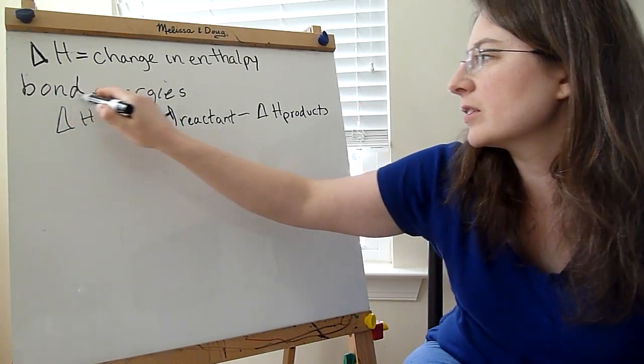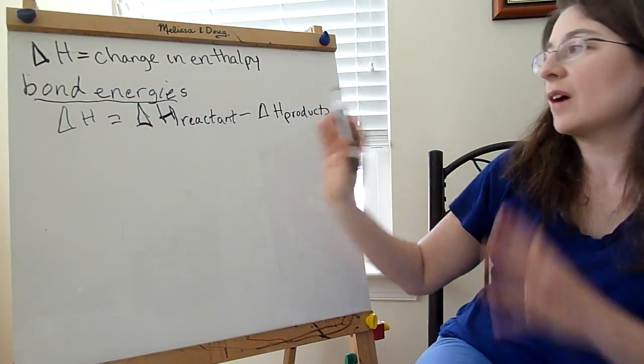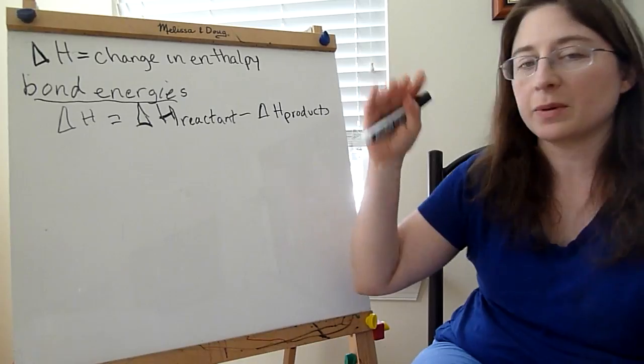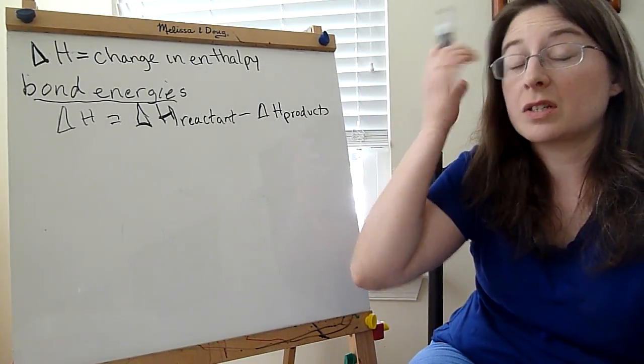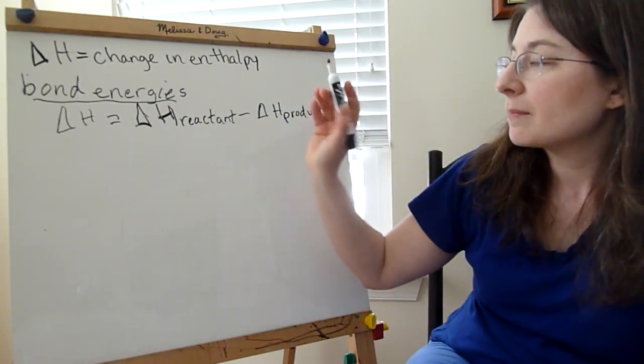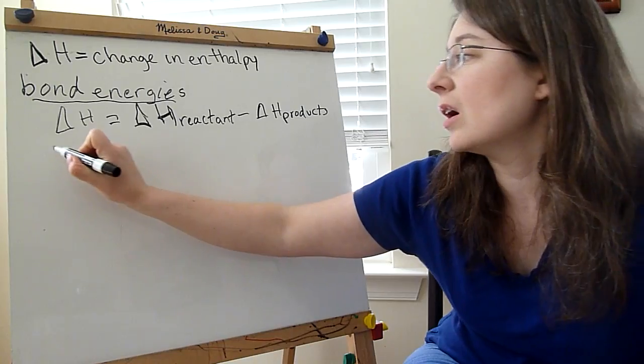Just for bond energies, it'll always be the opposite way. Products minus reactants for everything else you do. So bond energies is just backward. The other important equation for enthalpy is Hess's law.